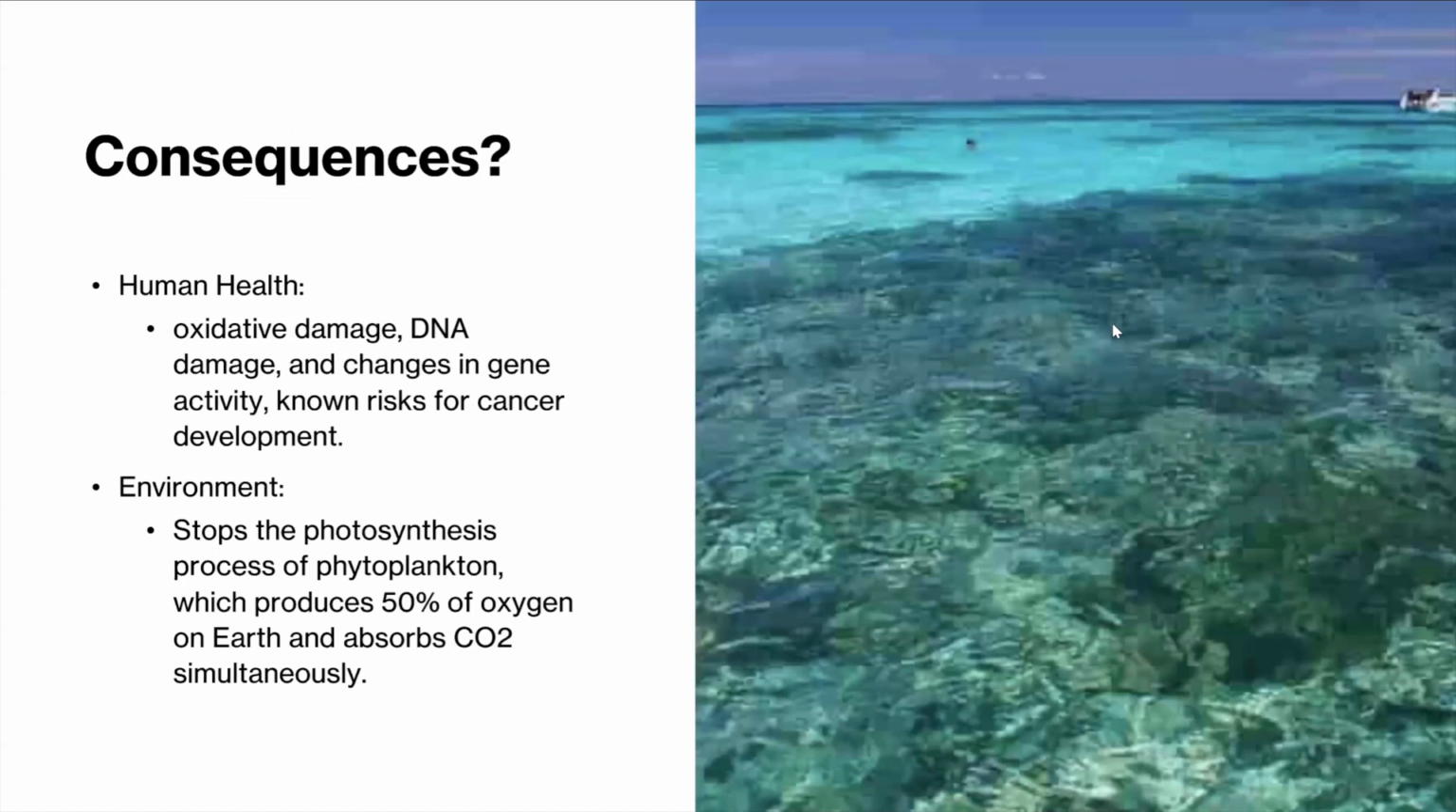So what are the consequences? First, human health. Microplastics are found to have a series of effects, for example, DNA damage and changes in gene activity that can potentially cause cancer. Second, environment. Microplastics stop the photosynthesis process of phytoplankton, which produces 50% of oxygen while also absorbing carbon dioxide simultaneously.